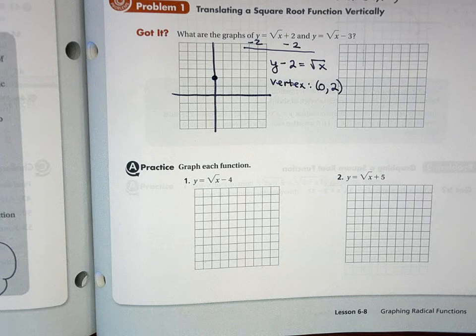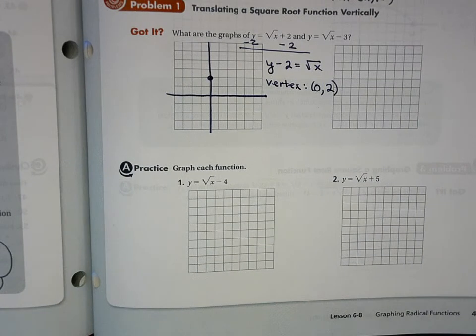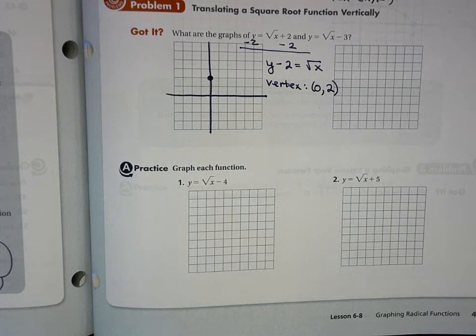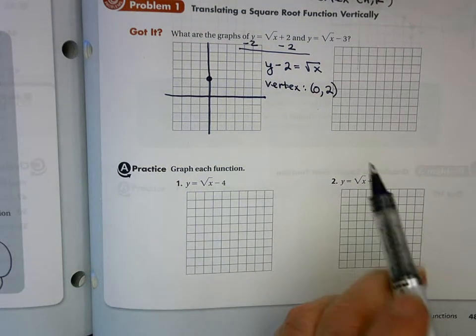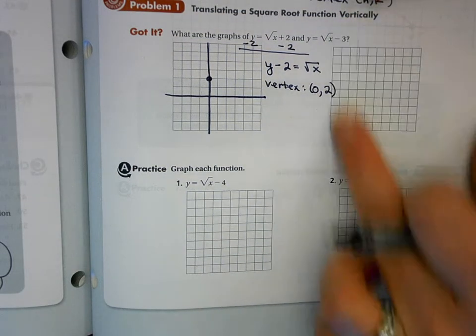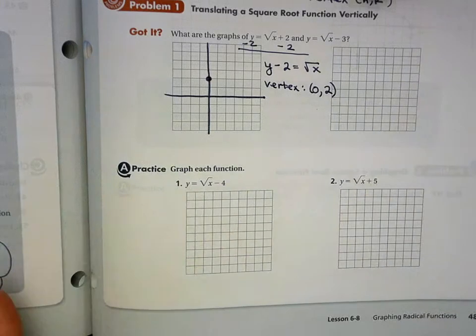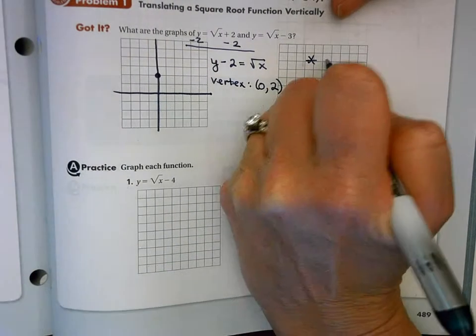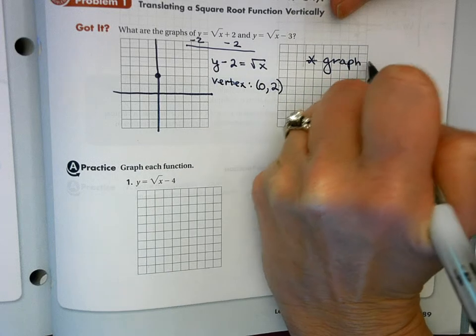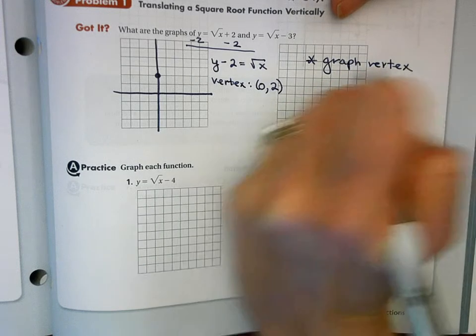And then I need to plot additional points. I can't just plot 1 point and call it good. I always want 3 points plotted, a vertex plus 2 more. That's always a requirement when we graph these. I'm not going to do this problem over here, so I'm going to write in this space on top of my graph paper because I'm not going to use that. So we always want to graph the vertex plus 2 more.